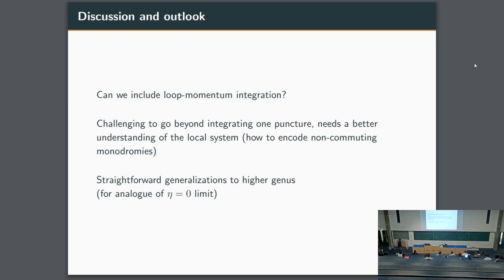We also need to learn how to include the loop momentum, so consider differential forms not only on the torus, but also with DL components. Even just restricting to the torus, including multiple integrations over multiple punctures, it's not quite fully understood how to set that problem up in the language of twisted cohomology. But interestingly, everything should generalize very straightforwardly to higher genus if we restrict to one-dimensional integrals. And yeah, that's it. Thank you.